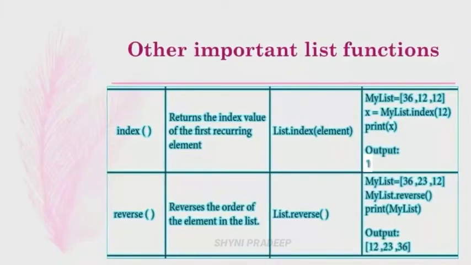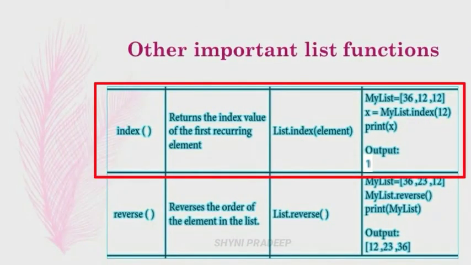And next is index function. It returns the index value of the first occurrence of the element. Its syntax is list.index(element).